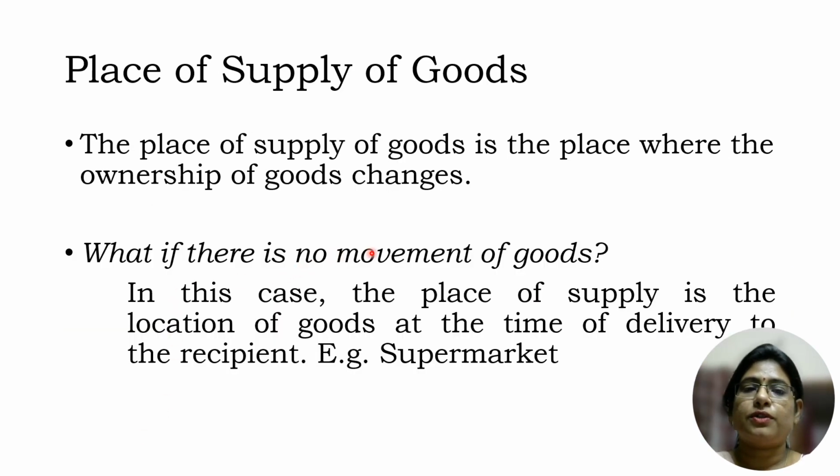Supply of goods. The place of supply of goods. Usually in case of goods, the place of supply is where the goods are delivered. So the place of supply of goods is the place where the ownership of goods changes. What if there is no movement of goods? In this case, the place of supply is the location of the goods at the time of delivery to the recipient. For example, in case of sales in a supermarket, the place of supply is the supermarket itself.